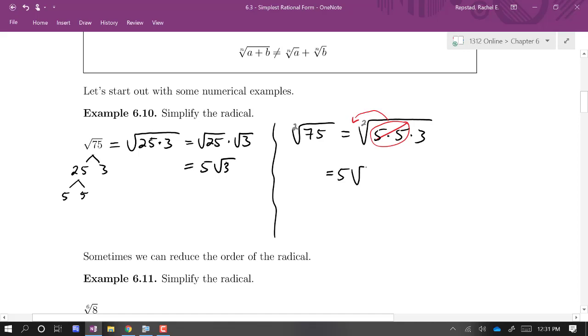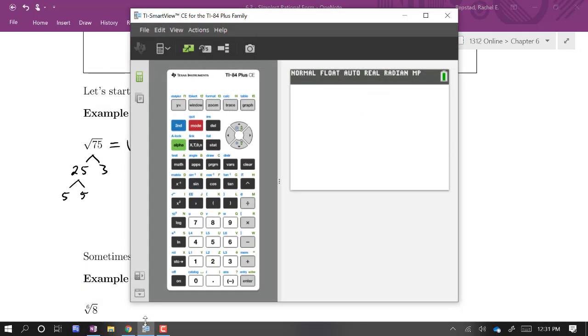And we're just left with 5 times the square root of 3. And that's the same thing we got. For numerical radicals, you can always check to see that you did it right. There's no variables here, so I can, on my calculator, take the square root of 75, and it gives me this numerical result. And if I take 5 times the square root of 3, it should give me this exact same result. And it does, digit for digit.